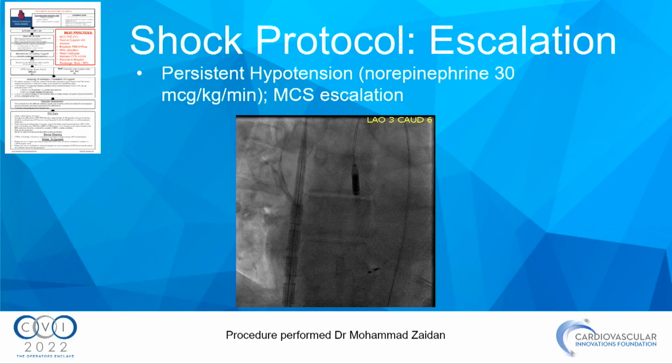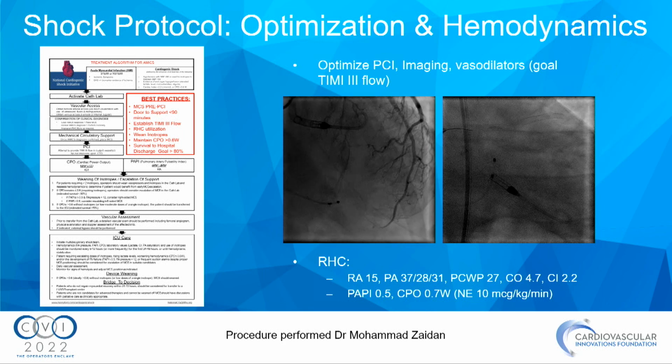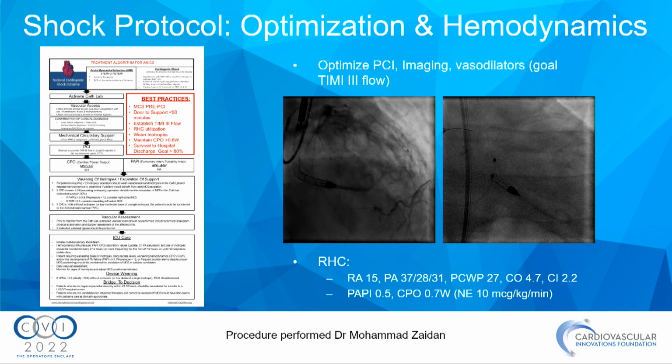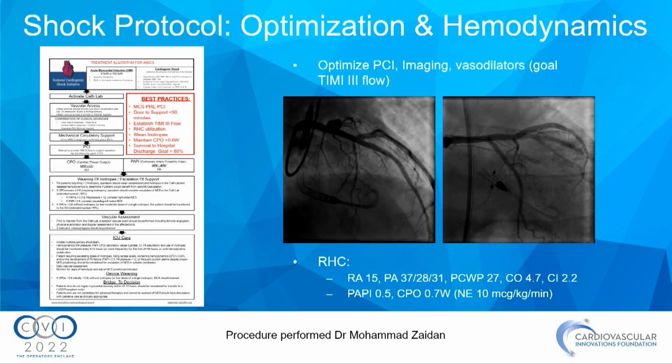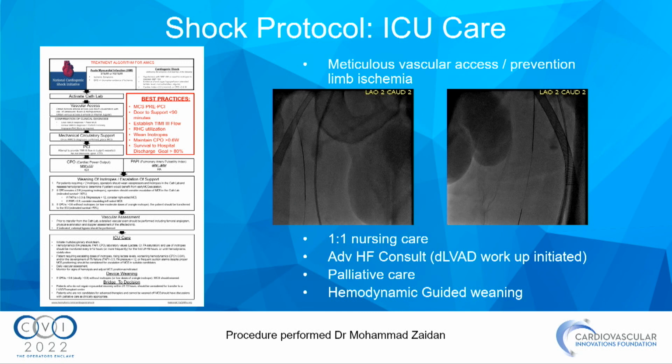He's hypotensive on increasing doses of vasopressors and inotropes, and the operator calls for an ECMO. It's available to him immediately in the cath lab. Perfusion is not needed in the cath lab because the nurses in the cath lab are trained to at least start the ECMO. He goes on to optimizing his revascularization, uses IVUS and vasodilatory medications, gets good TIMI-3 flow, puts a right heart cath in, and is now on Ecpella.